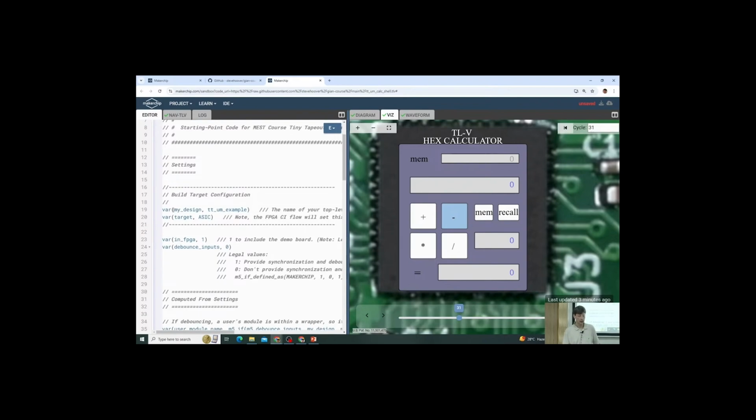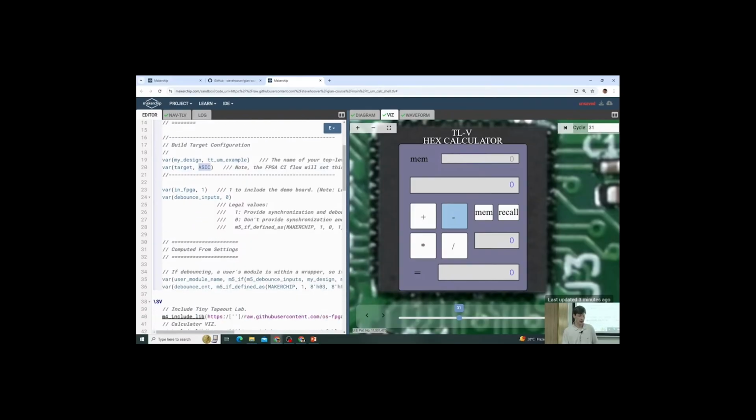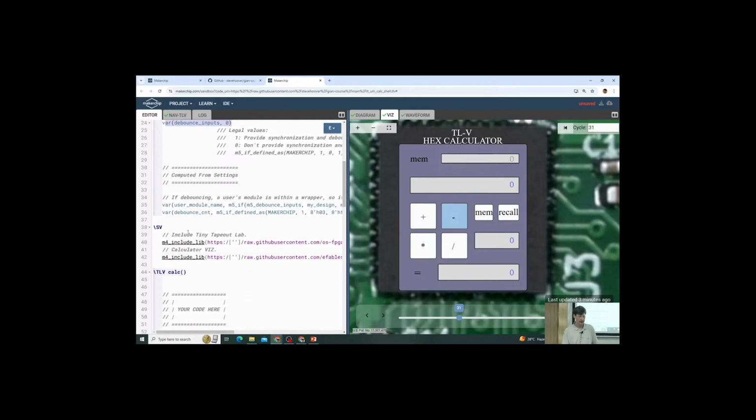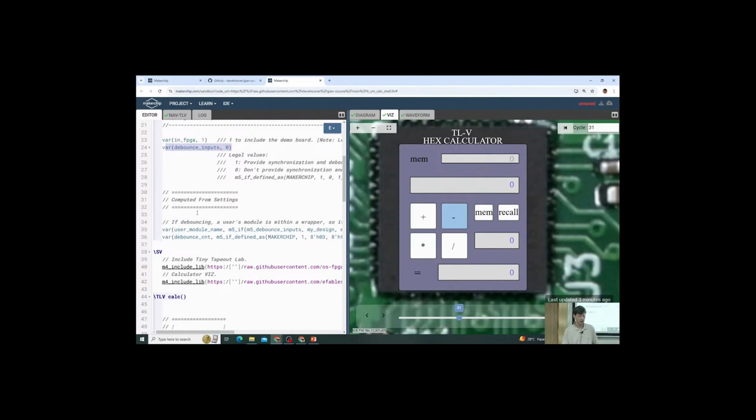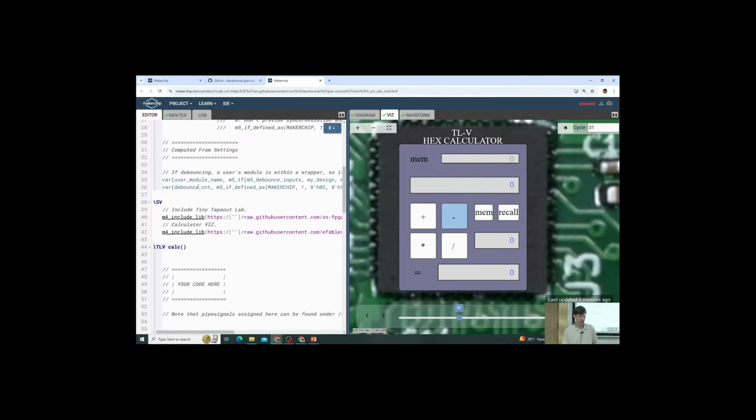So we have a definition of the name of our top-level module that we're using for Tiny Tapeout. We're targeting an ASIC implementation. I actually thought I had removed that, but I don't think it's doing any harm. This is setting the visualization to show us that we're in the context of an FPGA, and we'll talk about debouncing inputs later. None of this is important. We're just going to focus on the logic, but just so you're aware that there are some settings.